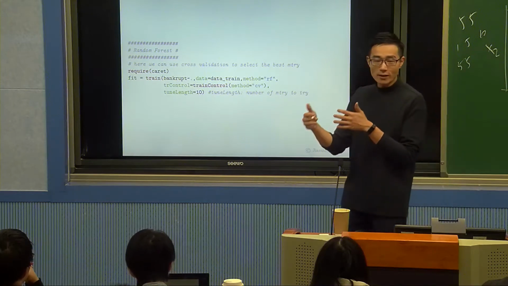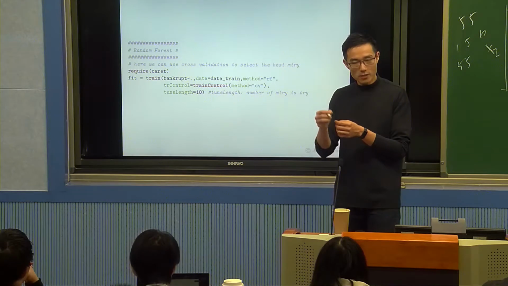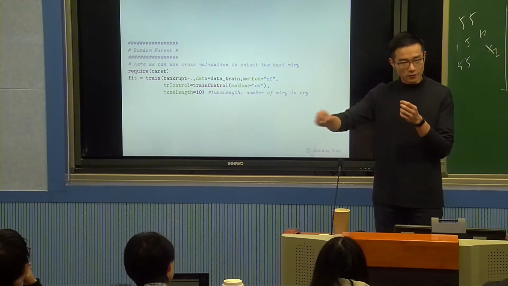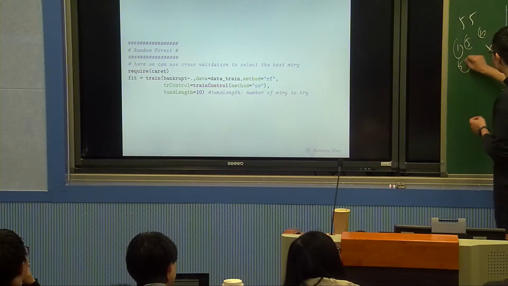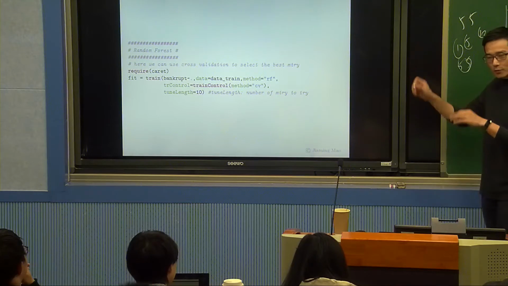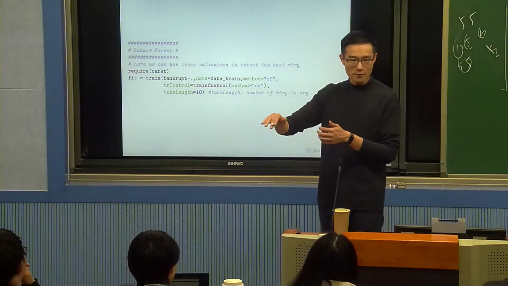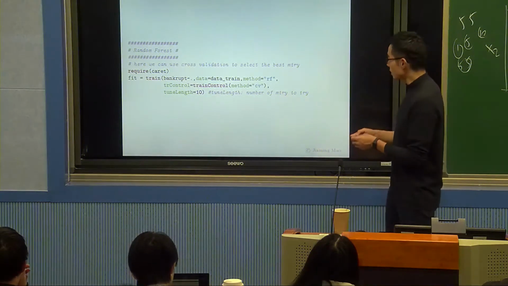So in order to find it out, we tune it. What I mean by tuning is we try a lot of different values, right? We try 1, 5, 10. We try all of them, and for all of them we use cross validation to find out the cross validation error, and we pick the minimum cross validation error. So that's called tuning.